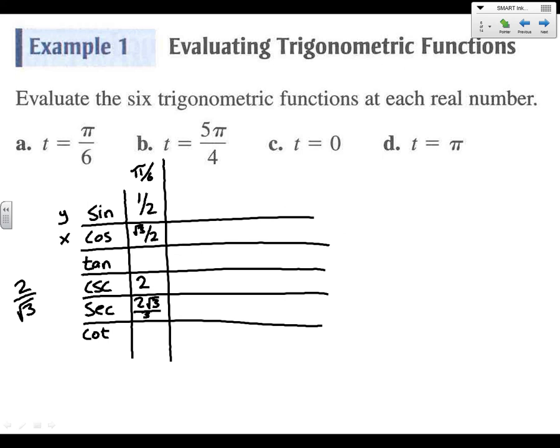Now tangent is y over x, so 1/2 over √3/2. I'm going to multiply by the reciprocal and get 2/√3. Can't have a radical in the denominator though, so we're going to have to multiply it to the top, and we'll get √3/3. To flip that over, we'll just get √3 in the cotangent. All right, so we can do this for all the other values here. Let's try 5π/4.